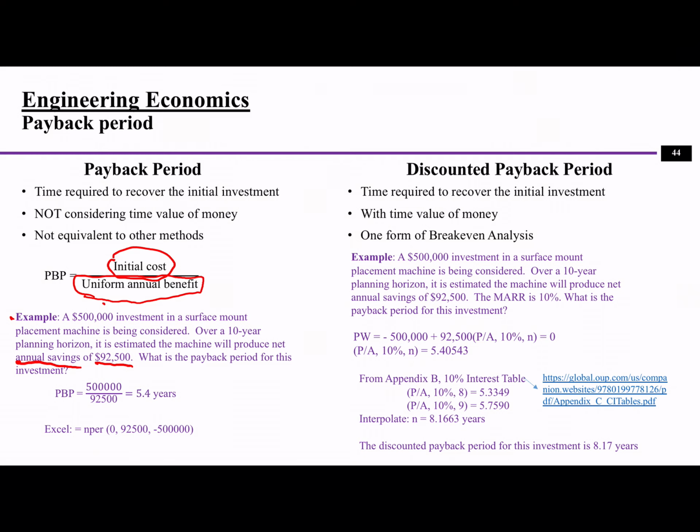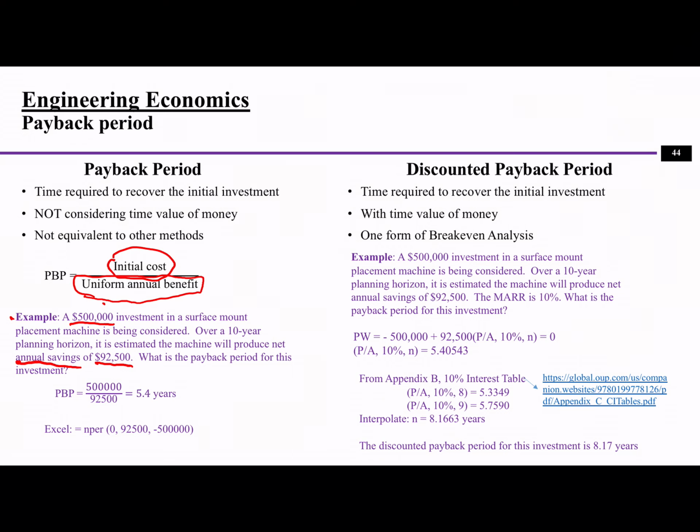We know this $92,500 is annual savings. This is something coming into our pocket, the positive cash flows, annual savings.